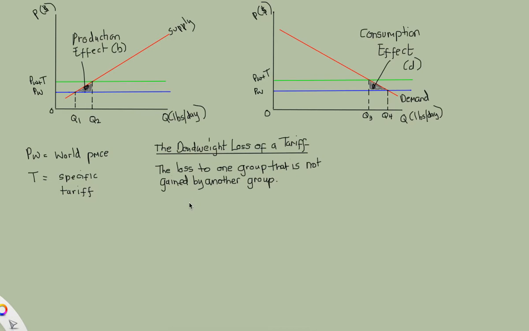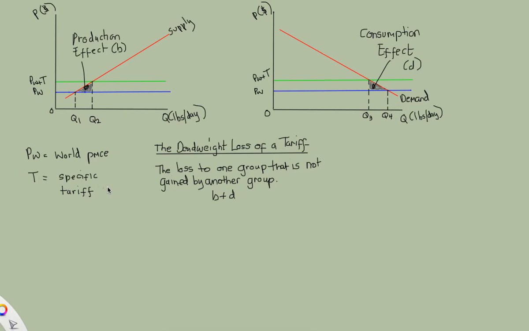So the deadweight loss of a tariff is the loss to one group that is not gained by another group, and it's sometimes called the net national loss, and its area is B plus D. So what does this really mean? Intuitively, well, we've got our world price here, PW. Remember, this is a small country, so they are price takers on the world market, which means that they can have all the good they want for PW and nothing if they try to get the good for less.